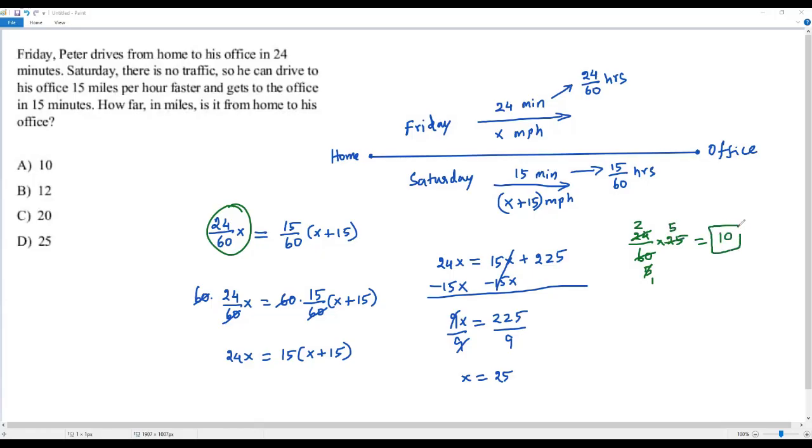Here I got the distance from home to office, that is 10 miles. We find this 10 in answer choice A. The correct answer choice for this question is A.